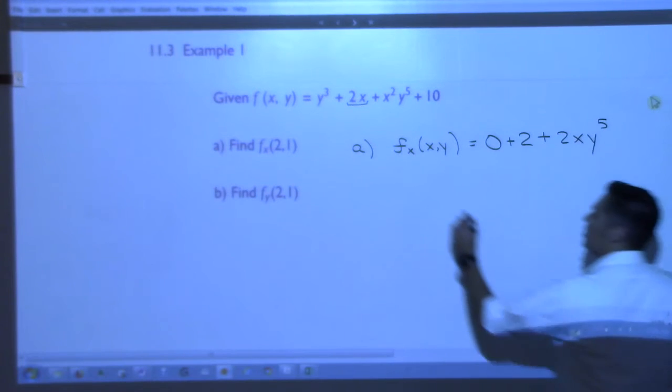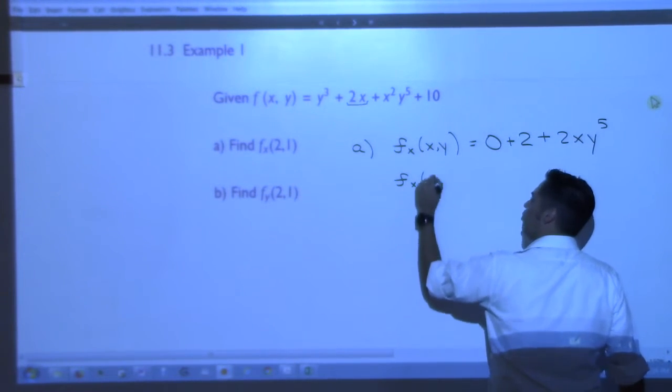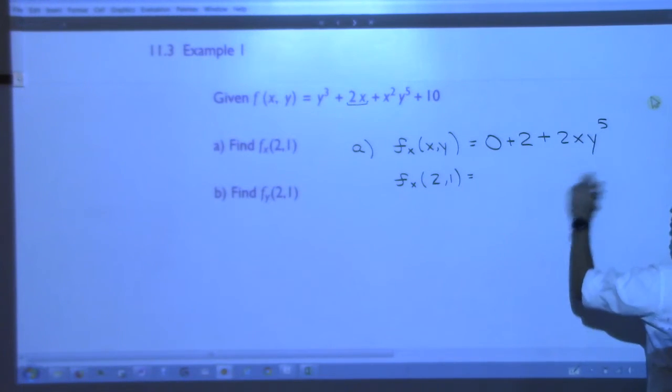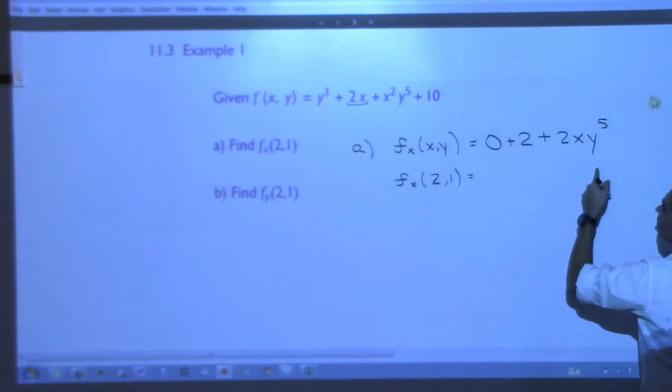Now, I haven't answered the question. What's the partial derivative at (2, 1)? So you plug in 2 for x and 1 for y, right? 6? Yeah?